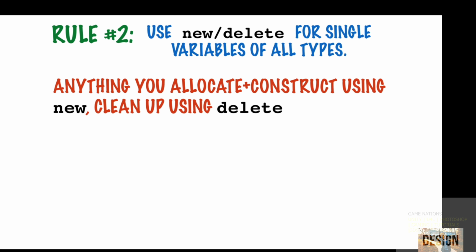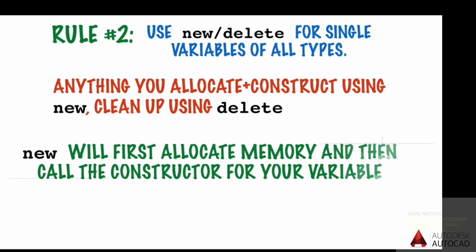So what do these do? New, in the order in which it performs things, will first allocate memory and then call the constructor for your variable. The constructor can be however complicated. It may or may not take in input arguments, but new will take care of all of that. It will first assign space where the variable data will live, and then it will call the constructor for your variable.